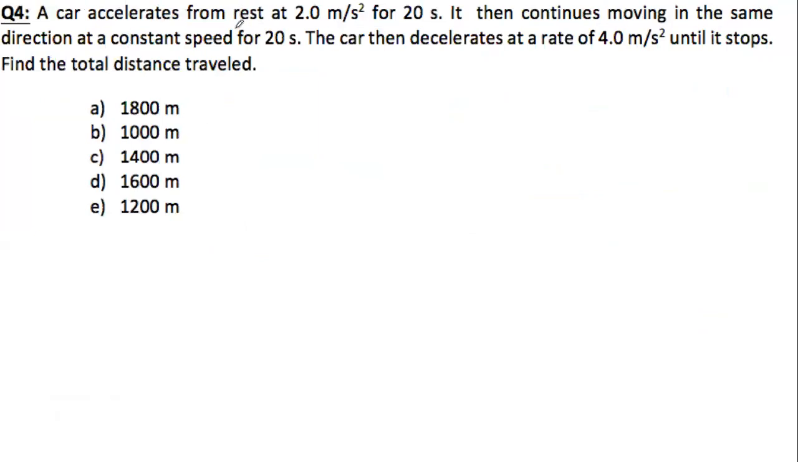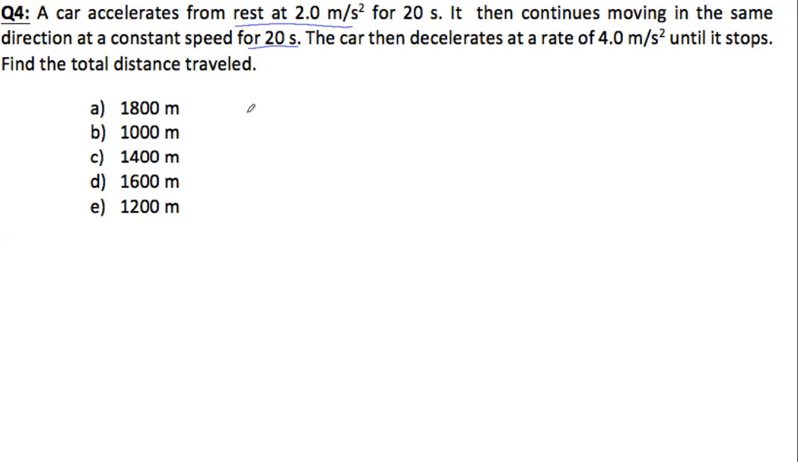A car accelerates from rest at 2 meters per second squared for 20 seconds. This is phase 1. Then step 2, it continues moving in the same direction at constant speed for 20 seconds. Okay, great. Third phase, the car then decelerates at a rate of 4 meters per second squared until it stops. Find the total distance. We solved this in the recitation, and I gave it as a homework as well with different numbers.